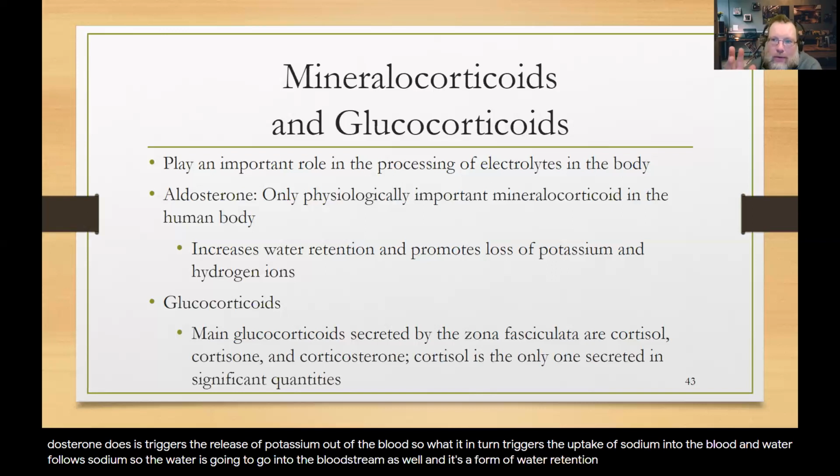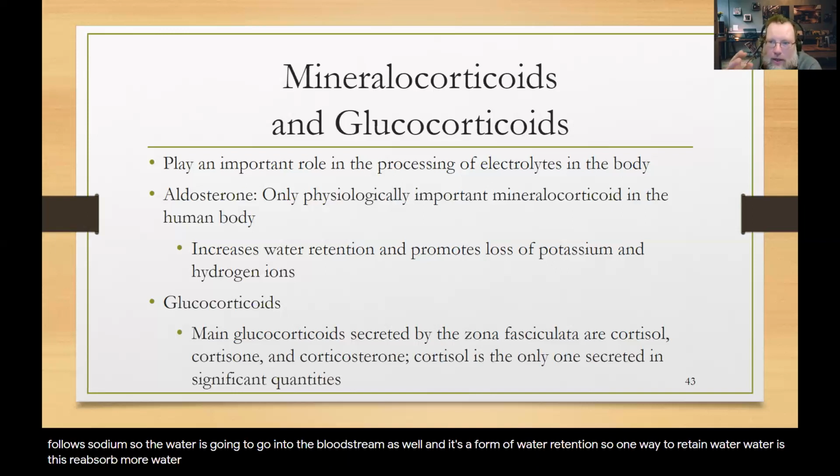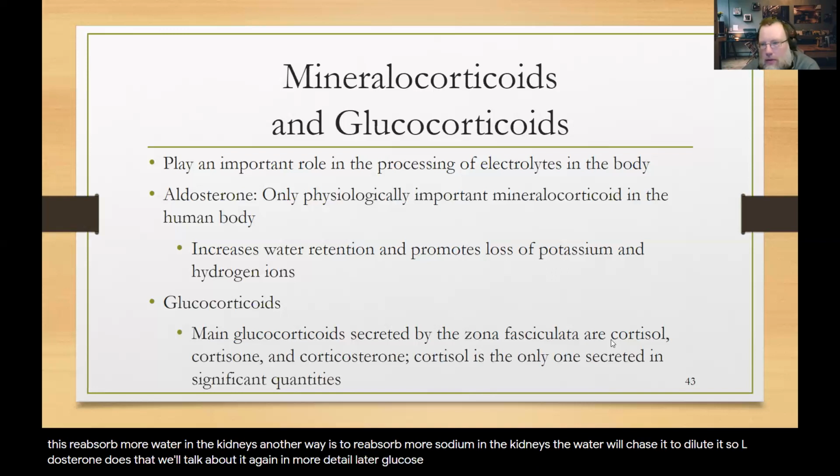One way to retain water is just reabsorb more water in the kidneys. Another way is to reabsorb more sodium in the kidneys. The water will chase it to dilute it. So aldosterone does that. We'll talk about it again in more detail later. Glucocorticoids, those are the anti-inflammatories. Cortisol, cortisone, particularly.